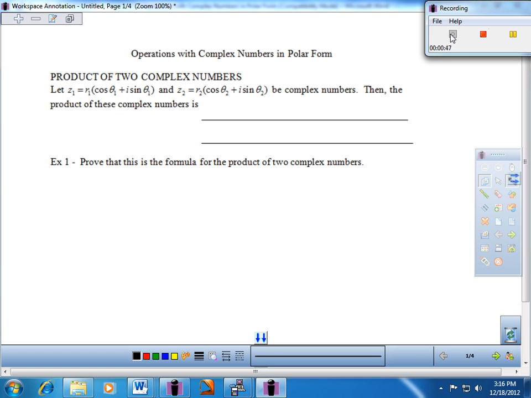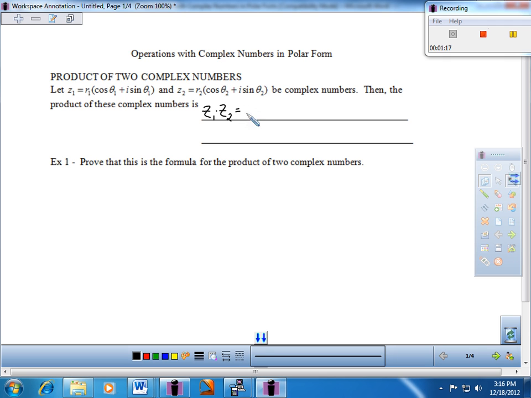It says let Z1, so one complex number, here's your r cosine theta plus i sine theta, so one complex number in polar form. And then here we go, everyone, a second complex number in polar form, r cosine theta plus i sine theta. So 2 complex numbers. If we multiply those together, actually some good things happen. So let's see. We're going to do a Z1 times Z2. So I'm going to basically take those 2 complex numbers and multiply them.